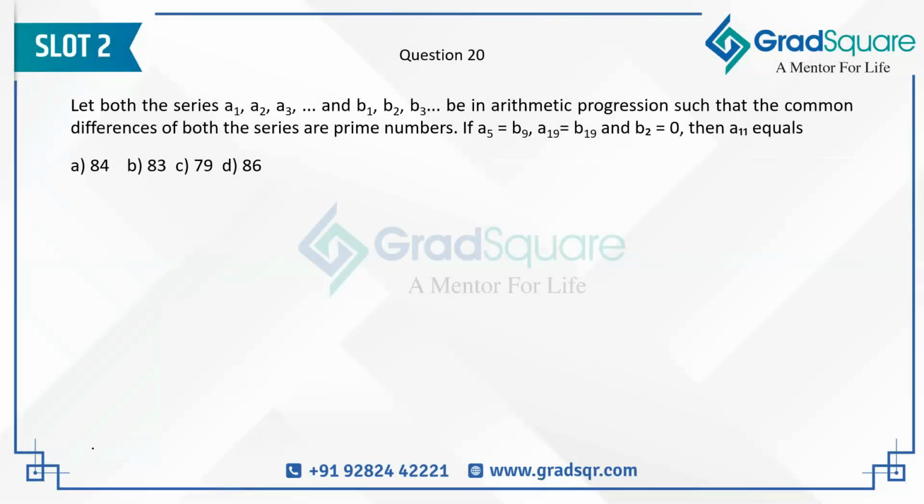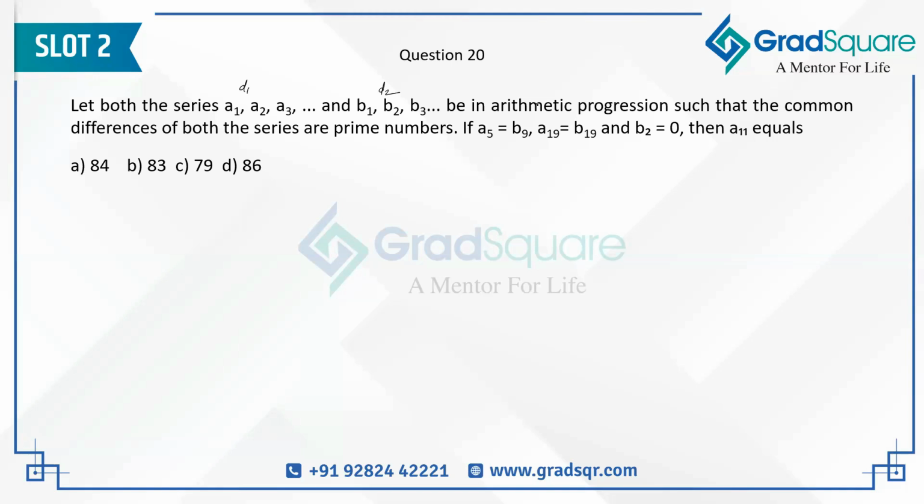So coming over to question number 20 of slot 2. Let both the series be A1, A2, A3, and so on. I do not know the common difference here, let the common difference be D1. B1, B2, B3, here let the common difference be D2. They're talking about an arithmetic progression, that's why I've taken the common difference.